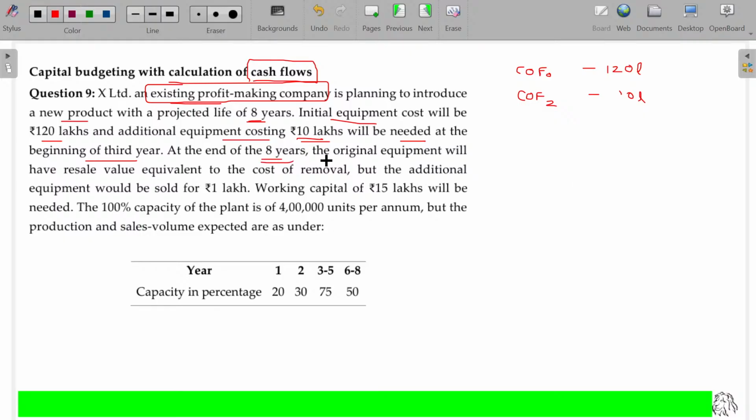At the end of 8 years, the original equipment will have resale value of equipment equivalent to the cost of removal. So this one, we sell for any value. That value is equivalent to the removal cost. If we get around 10 lakh rupees for the removal, we have to spend 10 lakh. It means scrap value is 0, scrap value by the end of 8th year. Cash inflow at the 8th year being 0 for this. Is that okay? We get nothing.